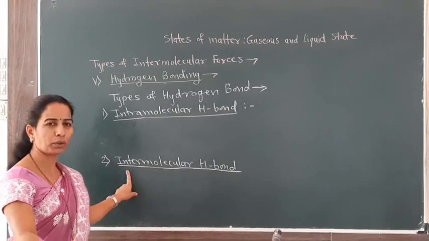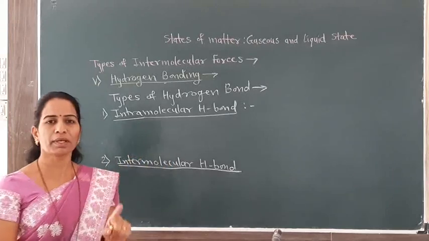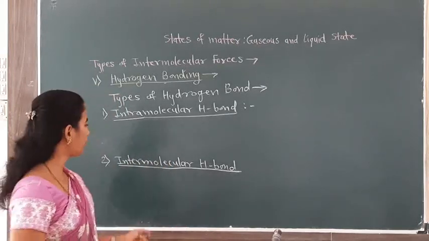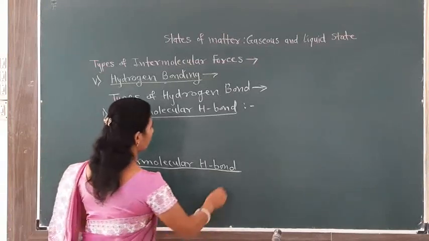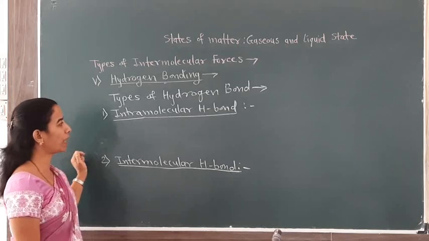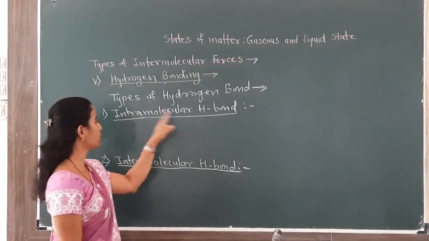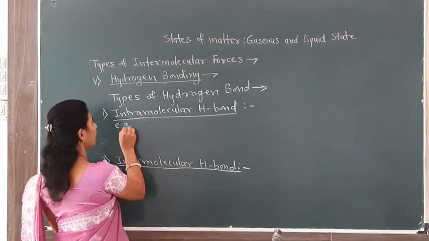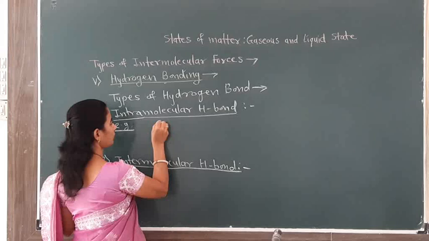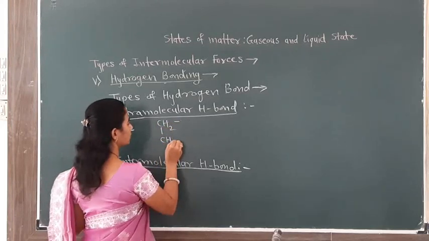The hydrogen bond which exists between two similar or dissimilar kinds of molecules is called an intermolecular hydrogen bond. Now let's see some examples so that you will get a clear-cut idea. Now let's see the examples of intramolecular hydrogen bond. A simple example is ethylene glycol.